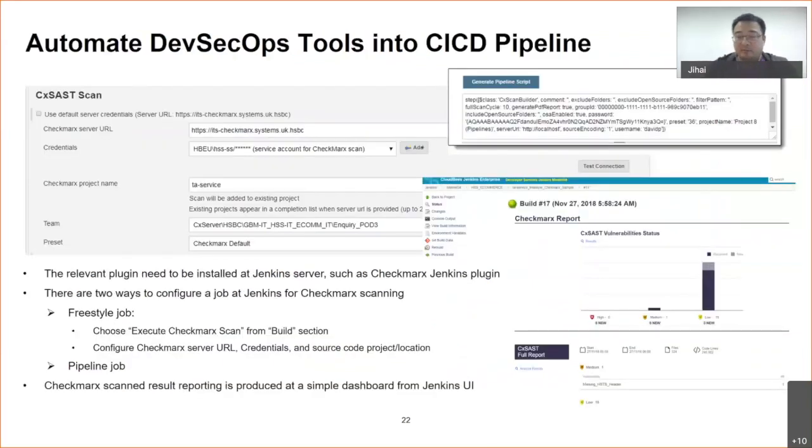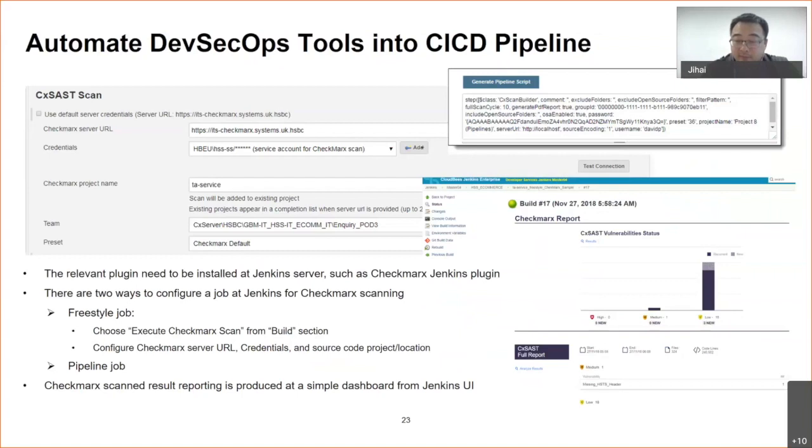Okay, just to give you a case of how we integrate these tools into our CI/CD pipeline. For example, we introduced one tool called Checkmarx. Checkmarx is a SAST tool, like I mentioned, for scanning source code. We integrated this into Jenkins, which is our CI tool. The first step is to install a plugin, the Jenkins Checkmarx plugin.